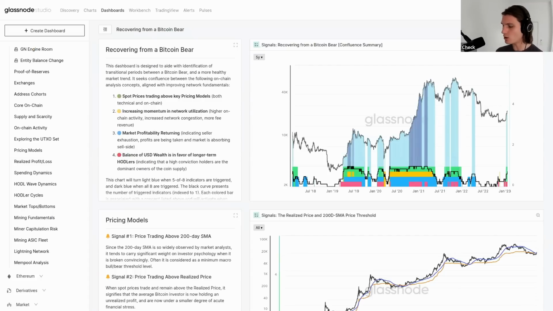So perps will always have a role. They will have more of a role next time we're up at these bull market highs. Right now, at least from my perspective, I think this is primarily a spot-driven rally.